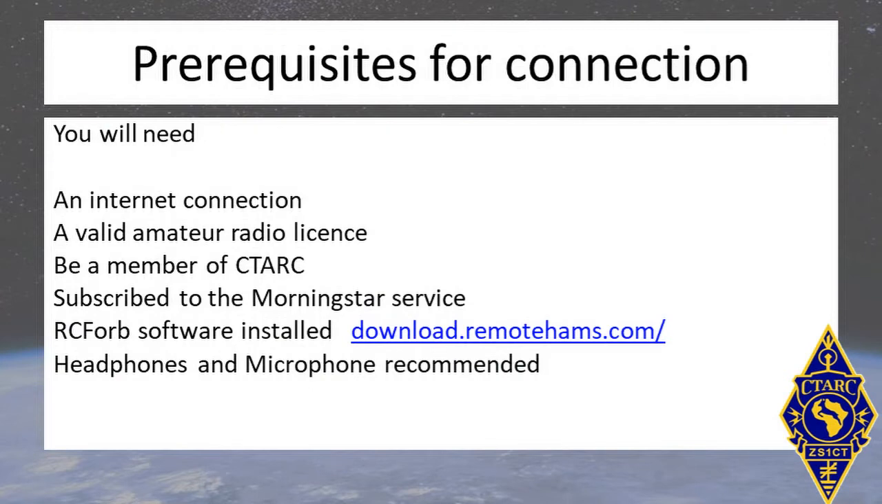Firstly, there are some prerequisites to setting up the station. You will need an internet connection and a valid amateur radio license. You will need to be a member of the CTARC and subscribe to the Morningstar service. RCF Orb software must be installed, and this can be found at download.remotehams.com, and a username and password set up for the service. Headphones and microphone are also recommended.